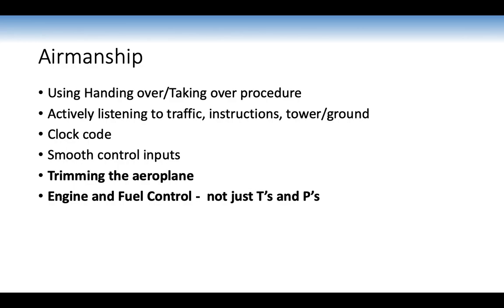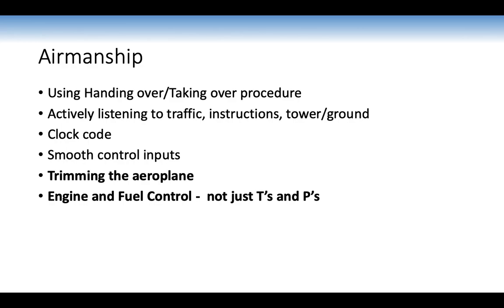Actively listening to traffic instructions to tower and ground. So it builds a mental picture as well of what the traffic is doing in the training area or coming in and out of Bankstown. Utilising the cockpit to identify that traffic, and so we rely on that see and avoid principle, so we can see the traffic and avoid it. Smooth control inputs in terms of the throttle, flaps, and the control column make it a lot more comfortable to fly. Trim the airplane, and engine and fuel control.